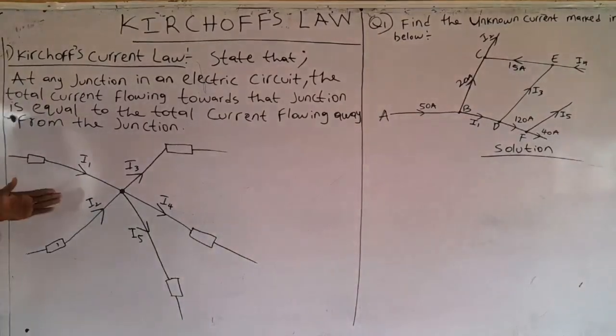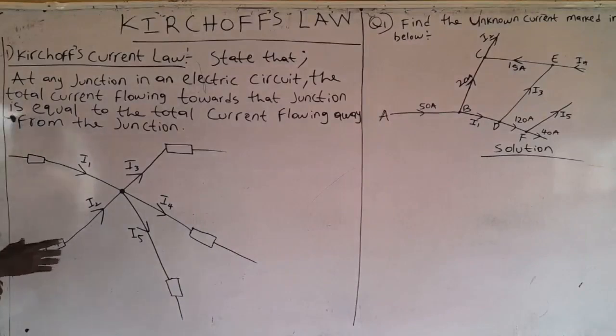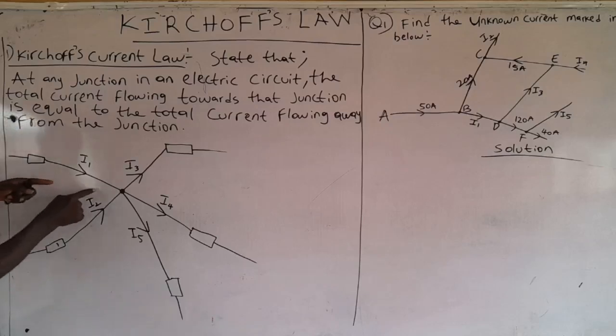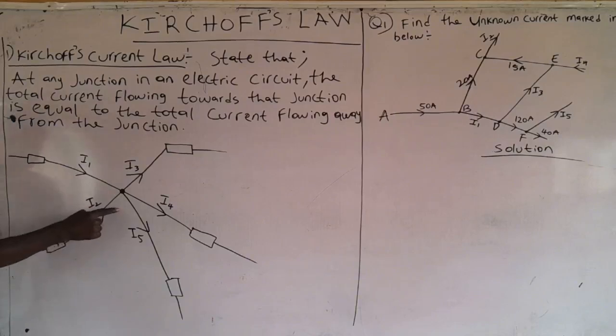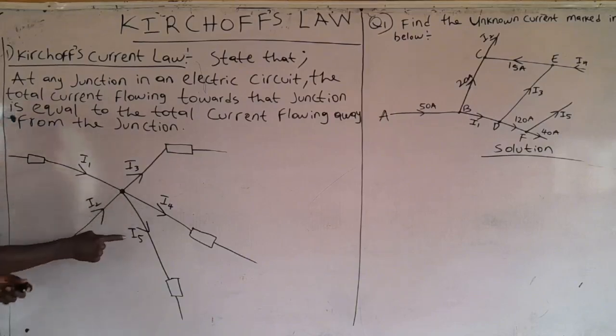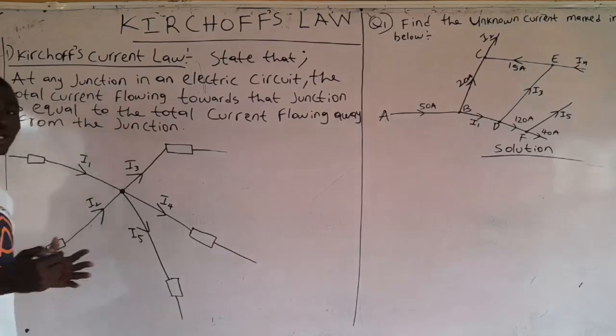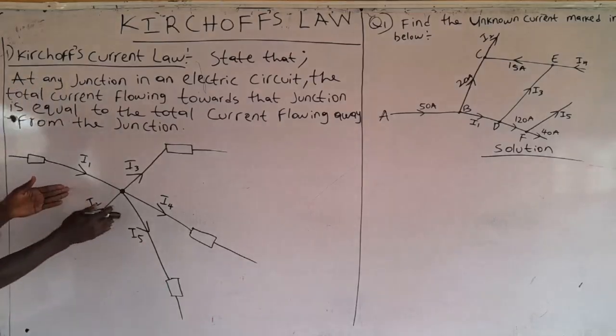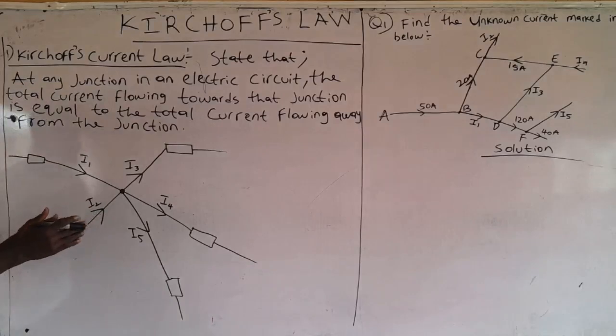That is, look at this diagram. We assume that this is an electric circuit. This is a junction. So the total sum of currents entering this junction, like now, I1 is entering this junction, I2 is entering this junction, but I3 is leaving, I4 is also leaving, while I5 is also leaving. So the total sum of currents entering this junction is equal to the total sum of currents leaving this junction.